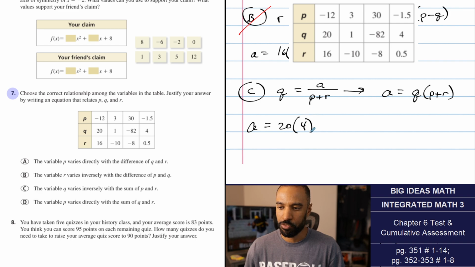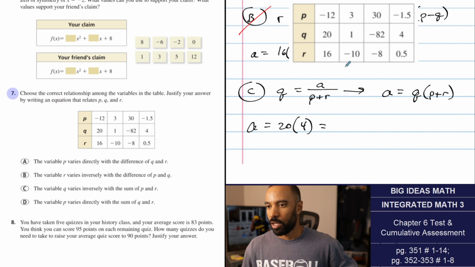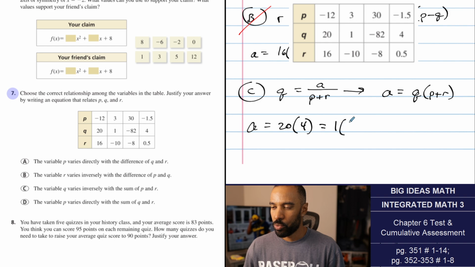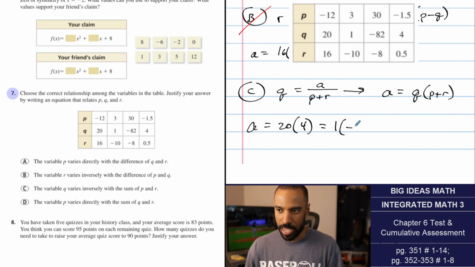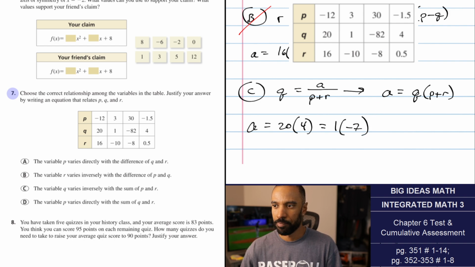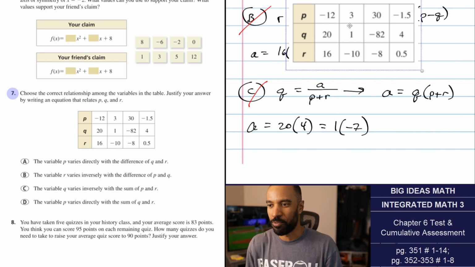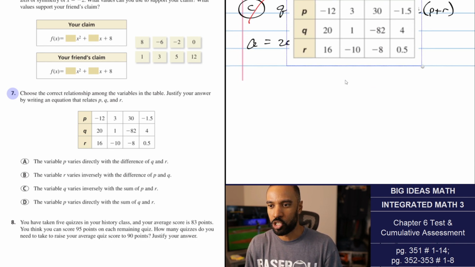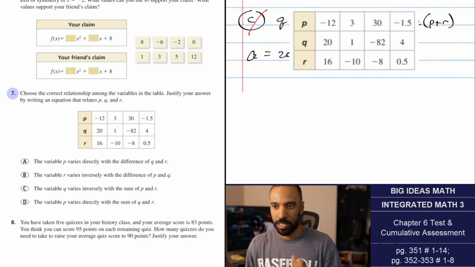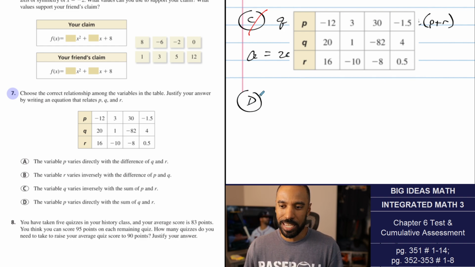-12 plus 16 is 4. That's 80. And Q times P plus R, 3 minus 10 is -7. Those aren't the same. So hopefully I'm doing these right, meaning hopefully D is the answer based on these ones being wrong, because these are way wrong. I'm not even bothering checking anything after the first 2 tests. Not even close.